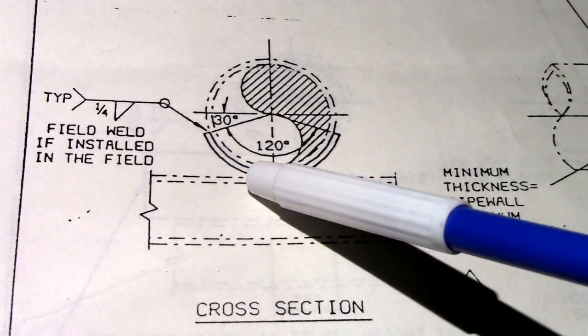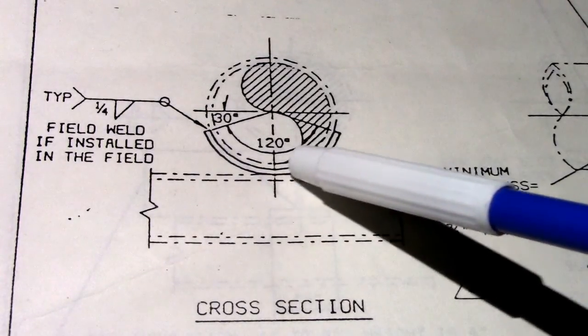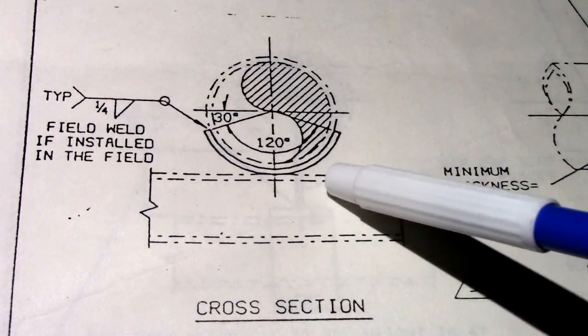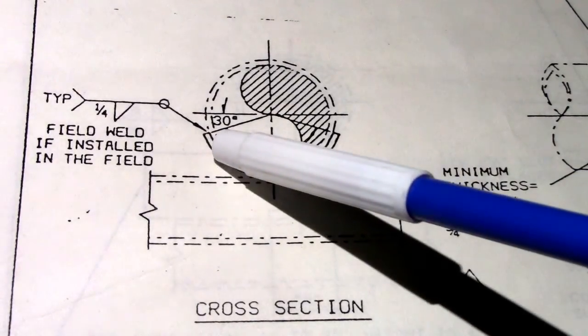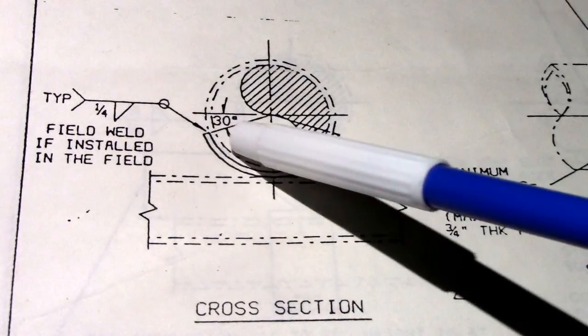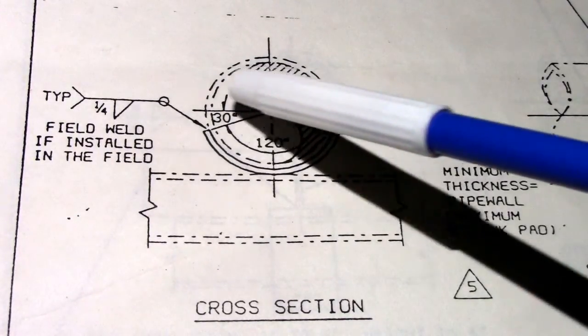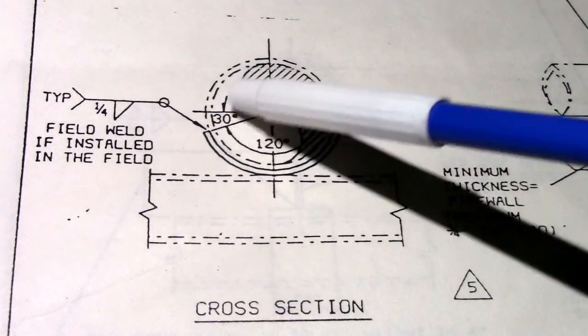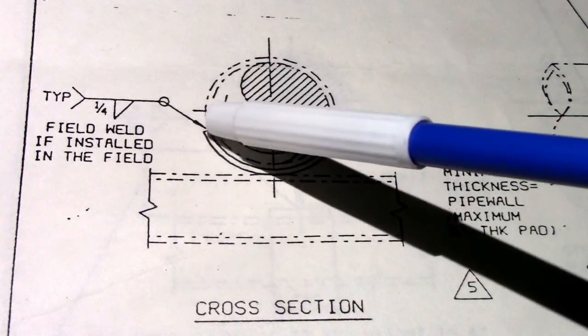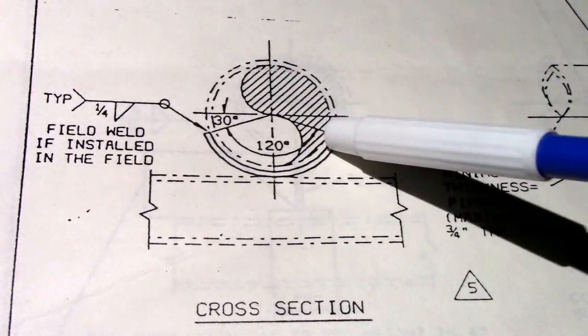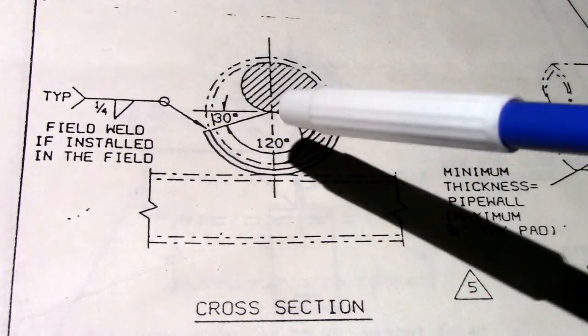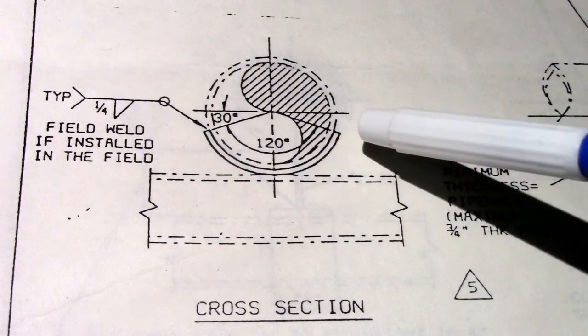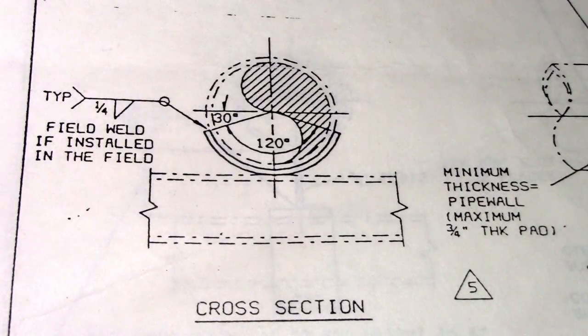And they also have a specification of degrees. Okay, so this support is at 120 degrees. From the center, so this is the center line of the pipe, from the center they have 30 degrees. Okay, and for this pad we have 120 degrees. So this is the specification. You must follow these degrees or it will be rejected by the inspector if you are not following that specification of degrees.